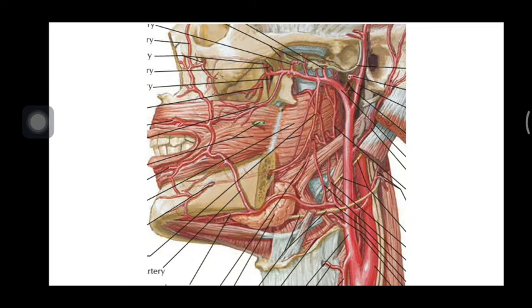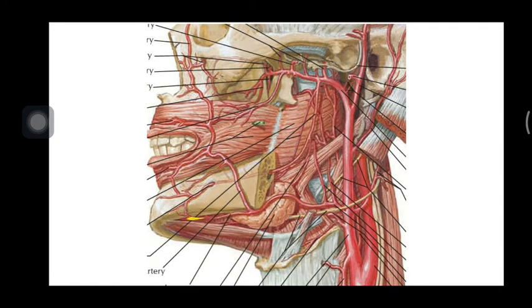Next group of branches are the glandular branches, which is not shown in this figure, that will supply the submandibular gland. Since the artery is passing superficial to the submandibular gland, obviously the glandular branches are going to supply the submandibular gland. Next branch is the submental artery.